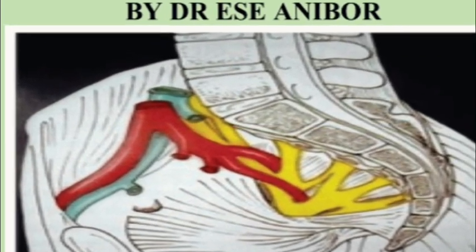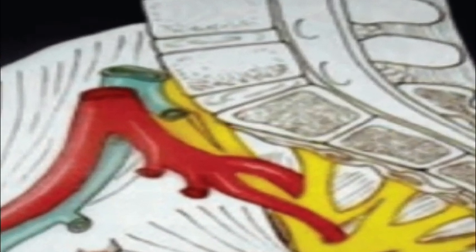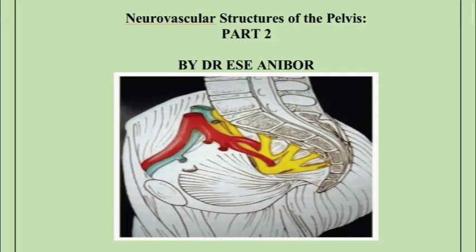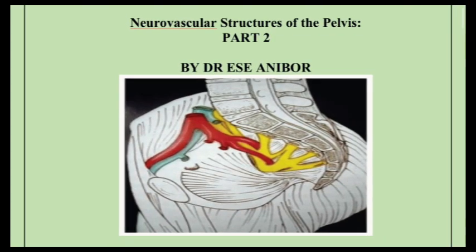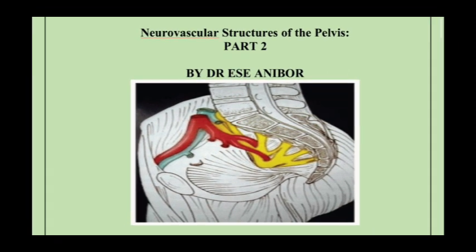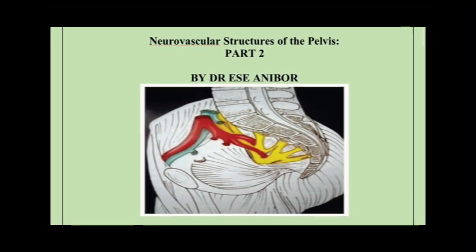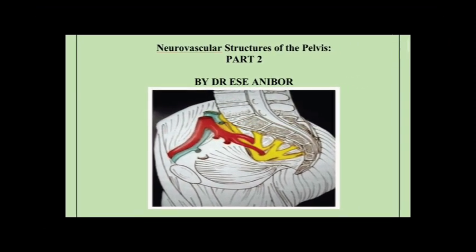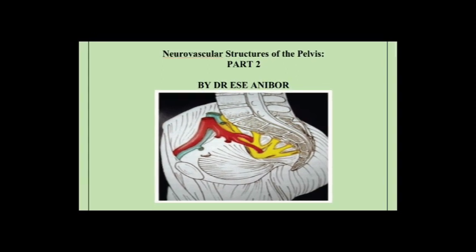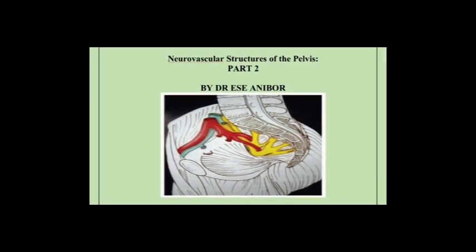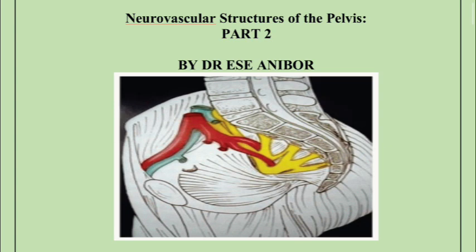The topic is neurovascular structures of the pelvis. This is part 2. So we are taking a look at the pelvic arteries and the pelvic veins in this lecture. So right away, I'm going to start with the pelvic arteries.